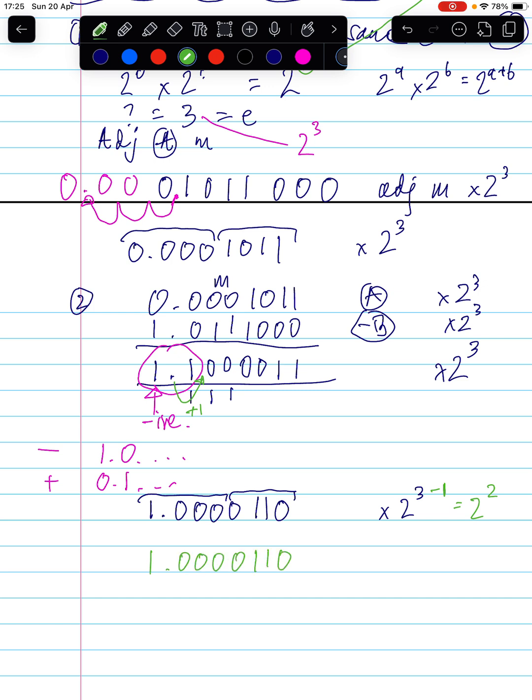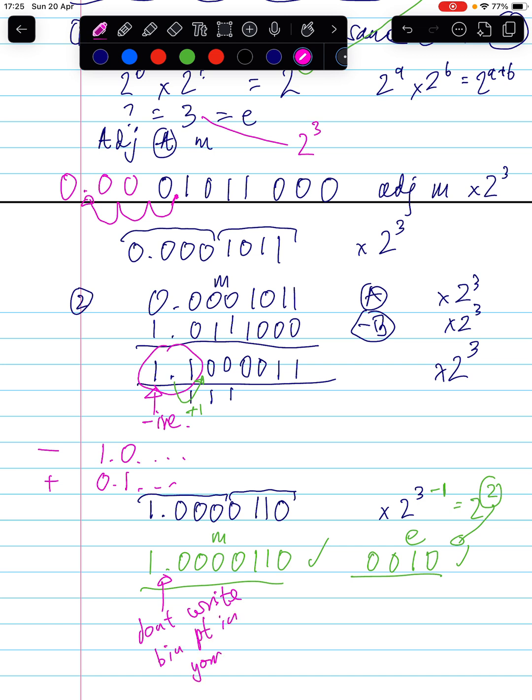Okay, so this is our final answer, 1.0000110, and then we need to encode this as our exponent, so that's going to be 0, 1, 0, 0. So this is our mantissa, and this is our exponent. That's our answer. Now, last thing to say, as usual, is don't write your binary point in your final answer because it's not stored.